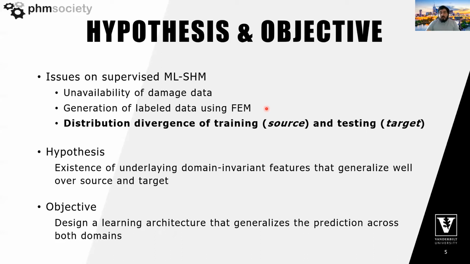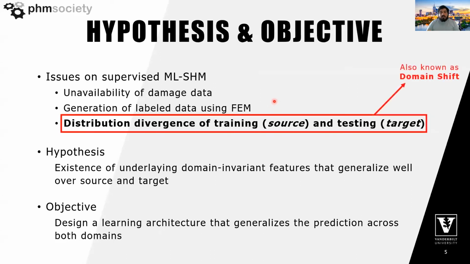A majority of machine learning applications assume that the training and testing data has similar distributions. However, it can be often a challenging task to produce a high-fidelity FEM that represents the actual structure. So, divergence between the training and testing data is unavoidable. This is also known as domain shift.